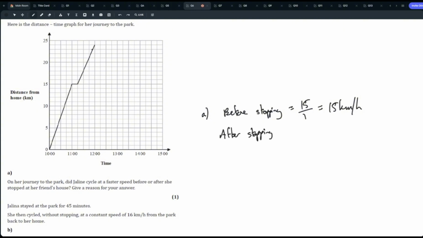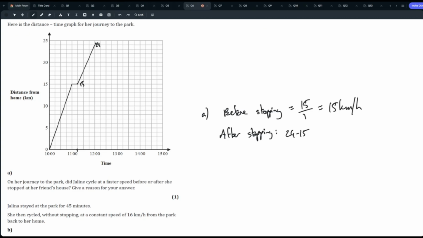Okay, now after stopping, we can just measure the gradient. So we're going from 24, so that's 24 at this point, and at this point here, that's 15. So remember, the gradient is change in y over change in x. So our change in y is between 24 and 15. Now over change in x, so this is at this point, so what would that be?